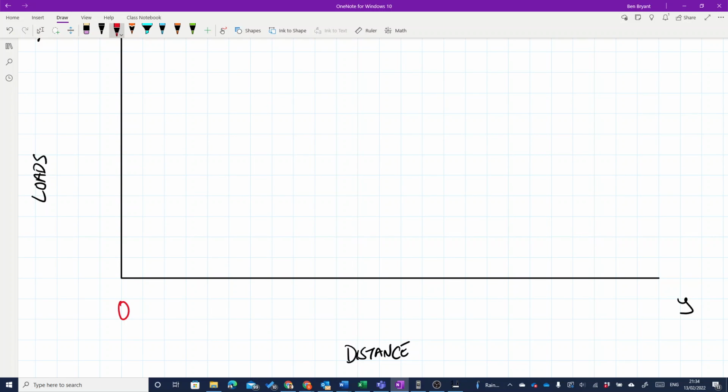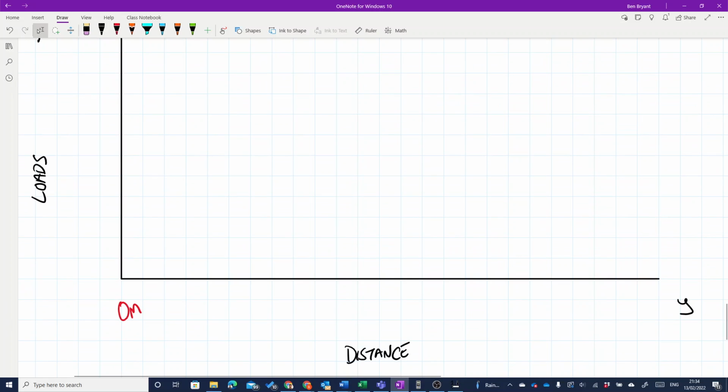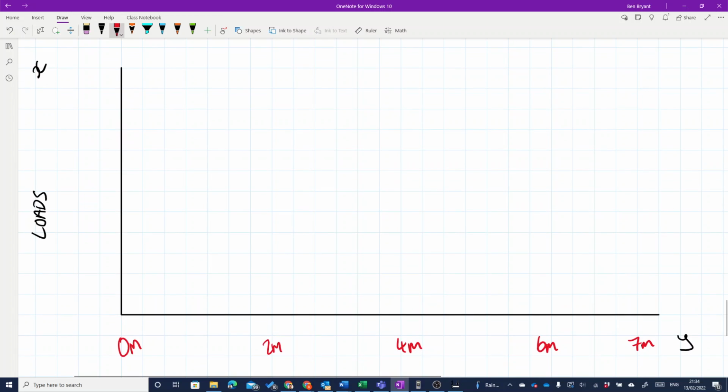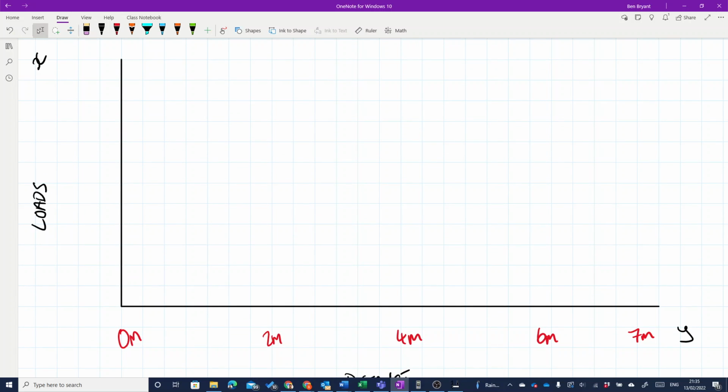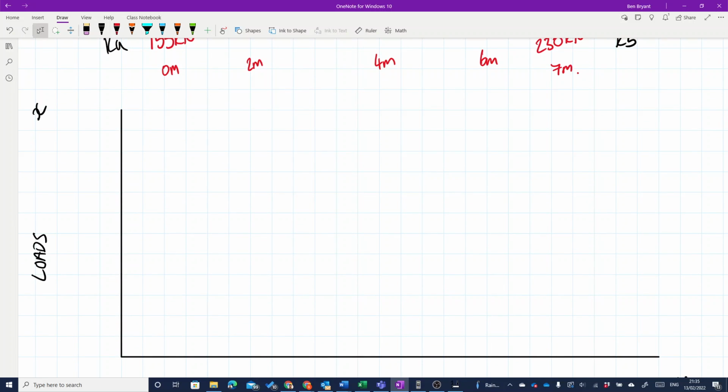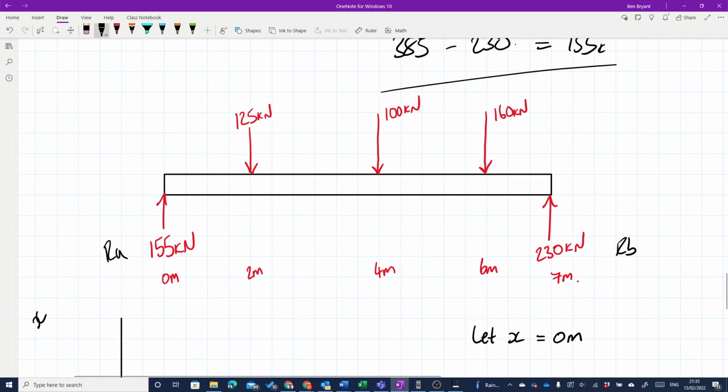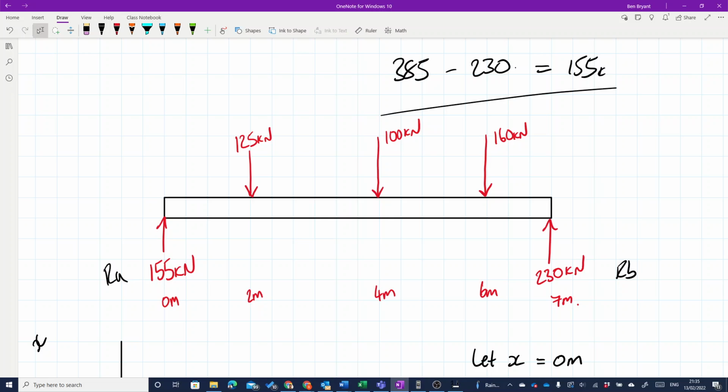So what we're going to have here is 0 meters, 2 meters, 4 meters, 6 meters, and then on the end I have 7 meters here. So I'm going to try and follow the actual lines. Essentially, we're now going to pinpoint parts of our shear. If we use the formula, let x equal 0 meters, we can now pinpoint everything on this beam. Okay, we have what's going on.